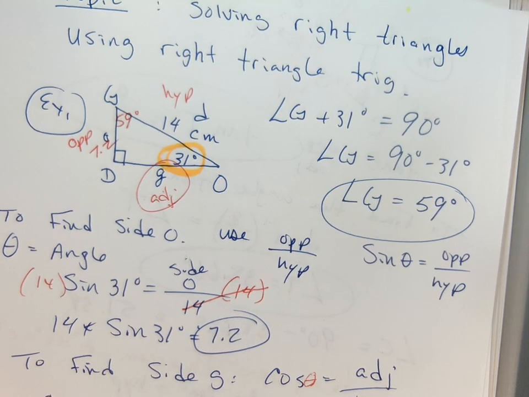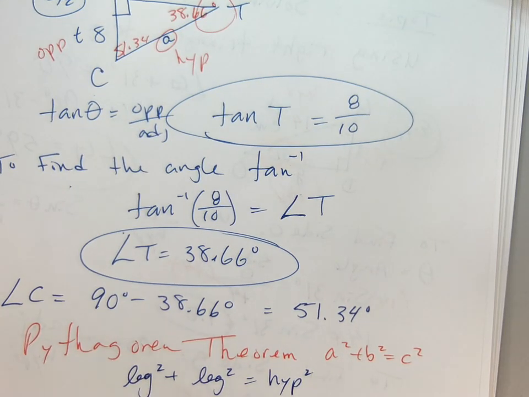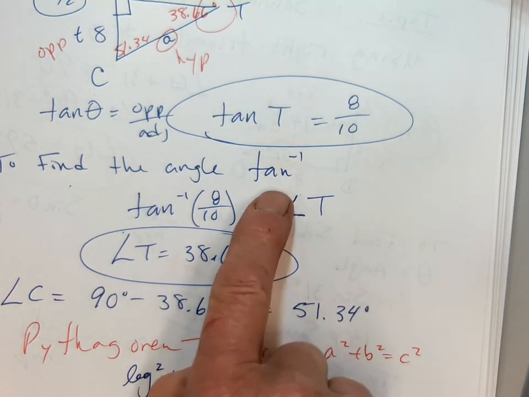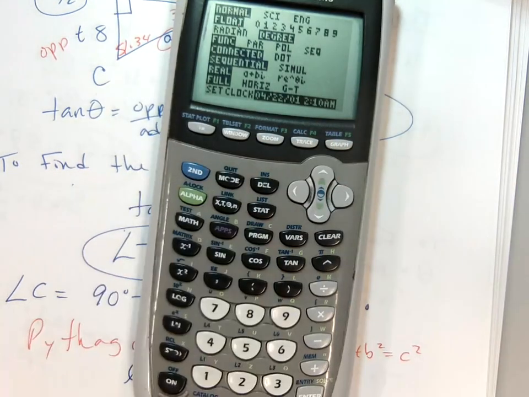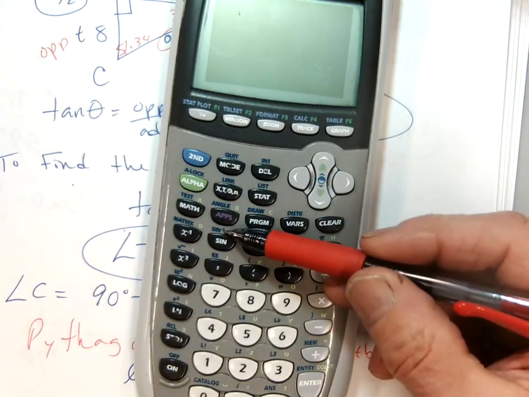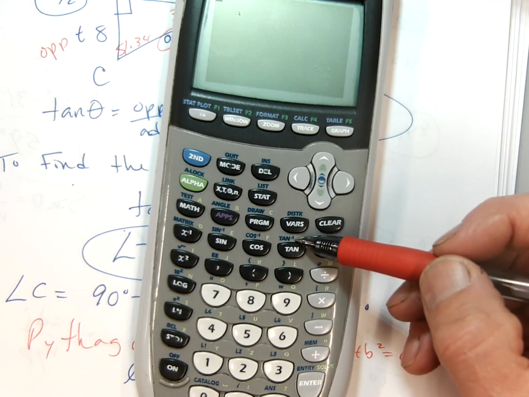Okay. The second example we talked about is if you don't know the angle. So we said if you don't know the angle, you're going to find it using the inverse button. The inverse buttons are on your calculator right here in blue. Sine inverse, find an angle. Cosine inverse, find an angle. Tangent inverse, find an angle.